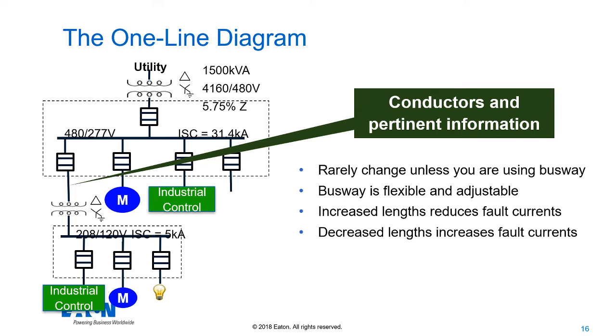What you'll typically see on a one-line diagram is the conductors, but more often you'll have a table with an indicator for each of the conductors. A conductor might be labeled with a symbol or a number, and then there will be a table associated with it on the single line diagram that'll tell you all the pertinent information, including the length of that conductor, the size of the conductor, how many you have in parallel, and whether or not it could be busway as well.